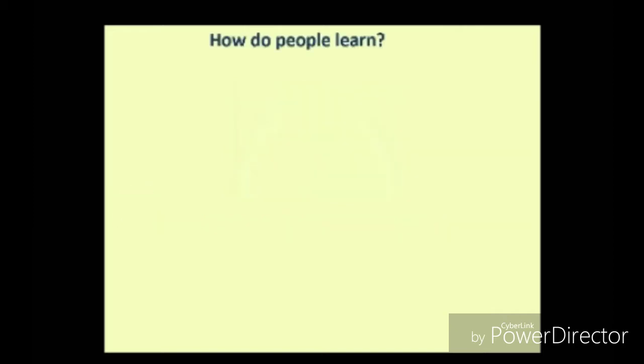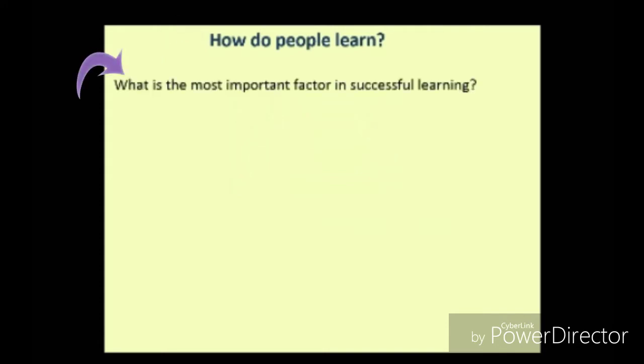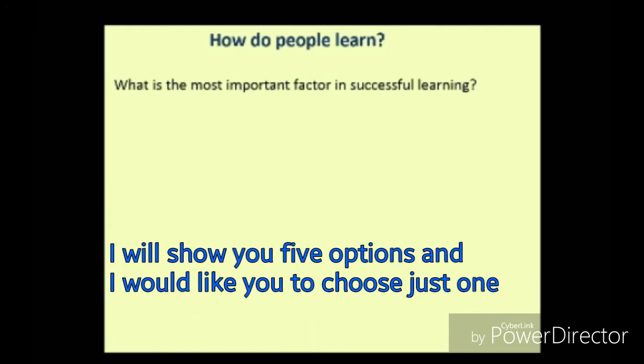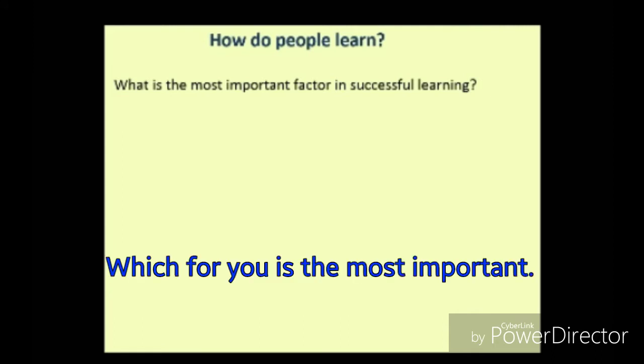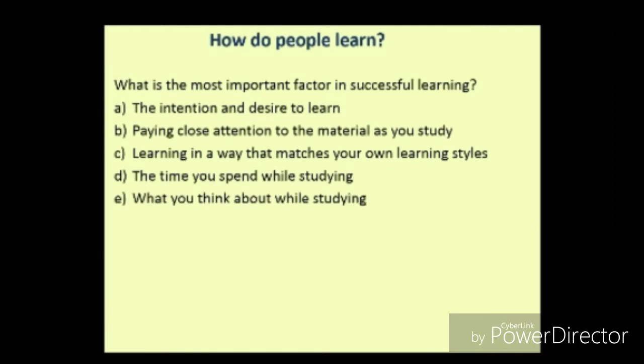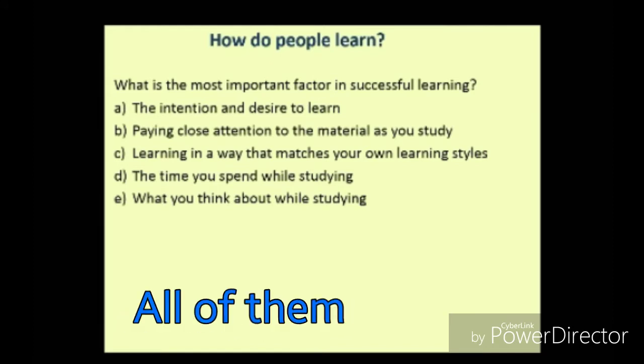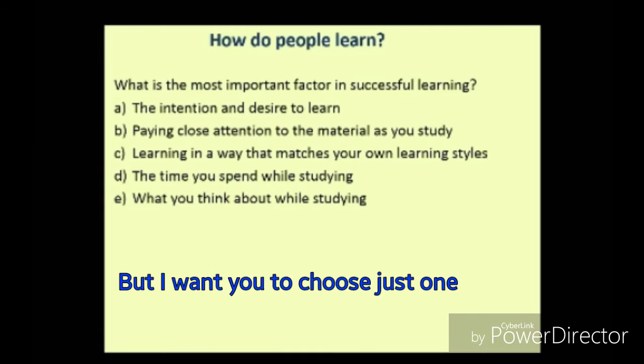Part 1, some aspects of metacognition. Do you know how people learn? What's the most important factor in successful learning in your opinion? I will show you 5 options and I would like you to choose just one, which for you is the most important. All of them are undoubtedly important, but I want you to choose just one.